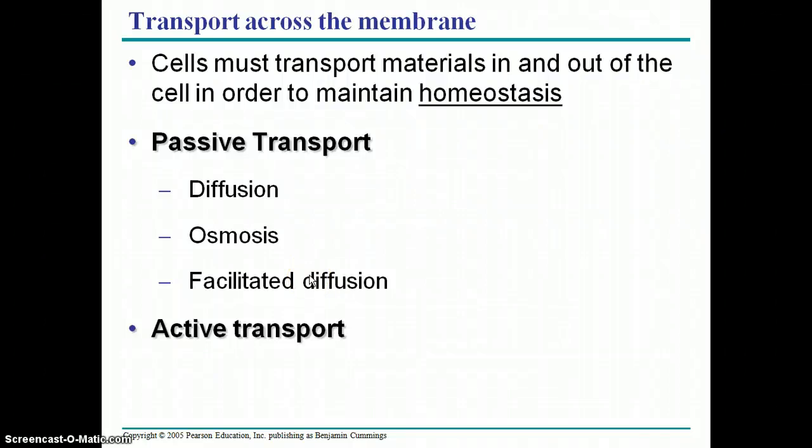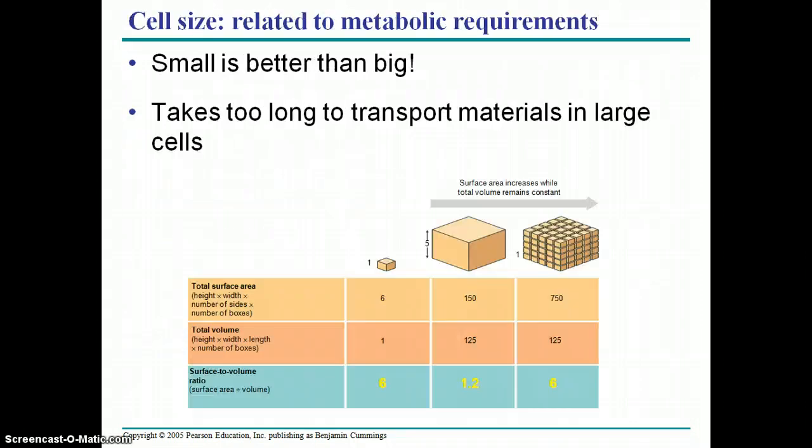Today we're going to talk about transport across the cell membrane. As we said in the last podcast, cells must transport materials in and out of their cells in order to maintain homeostasis. Today we're going to focus on something called passive transport, of which there's three kinds: diffusion, osmosis, and facilitated diffusion. And then next class we'll talk about active transport.